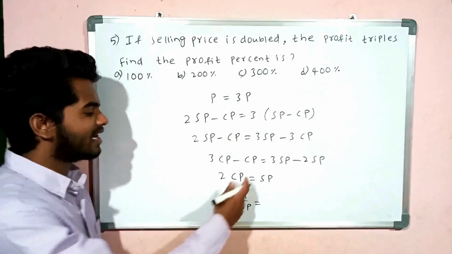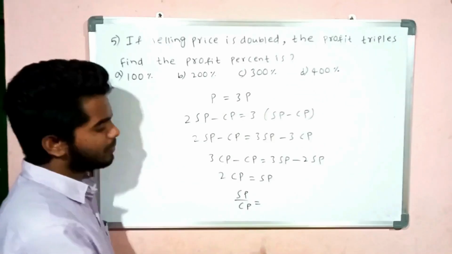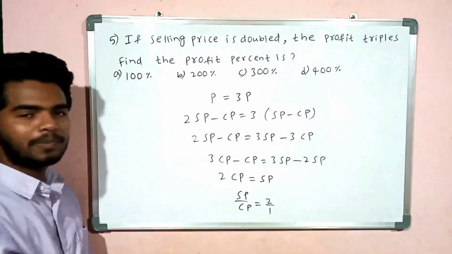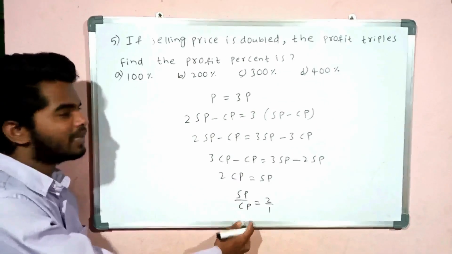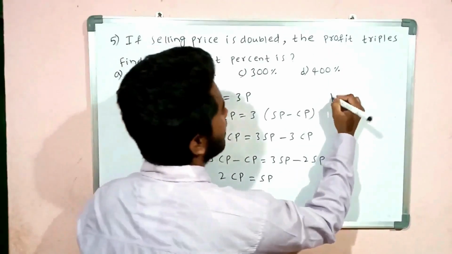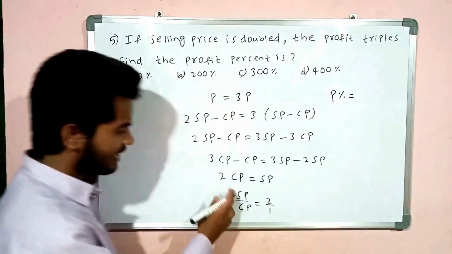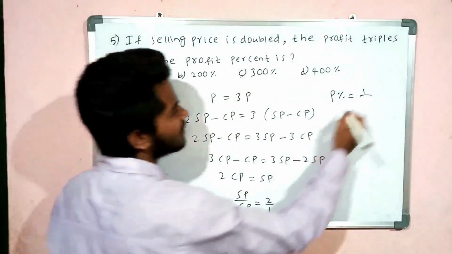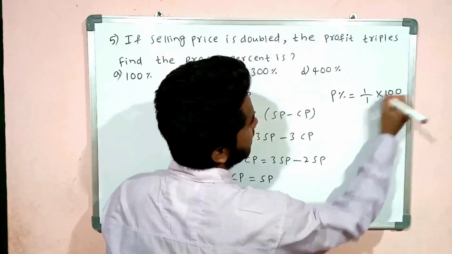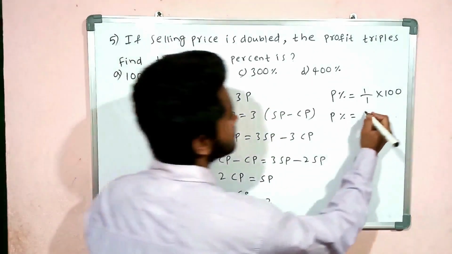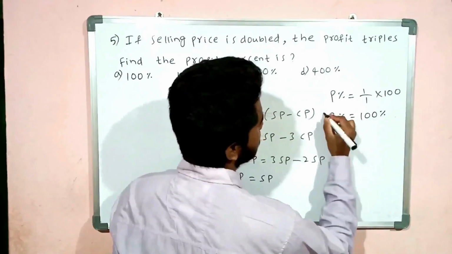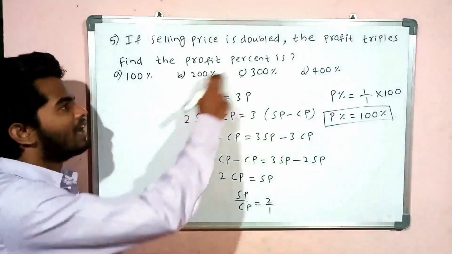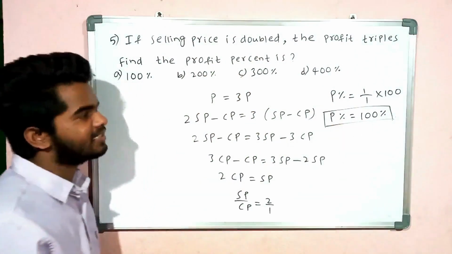Selling price by cost price. Cost price is in the denominator: 2 by 1. Selling price is more than cost price, so it is a profit. Profit percent equals selling price minus cost price, 2 minus 1, which is 1, by cost price, 1, into 100 percent, which equals 100%. Selling price is doubled, the profit percentage is 100%.